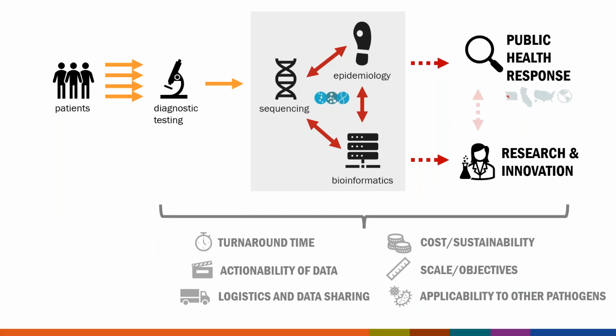So what has all of this shown us about sustainable models for genomic epidemiology and surveillance? For one thing, it has shown us the importance of building strong, sustainable capacity for sequencing, bioinformatics, and epidemiology, which I've shown here in gray. Sequencing is often the easiest part of the equation to solve.